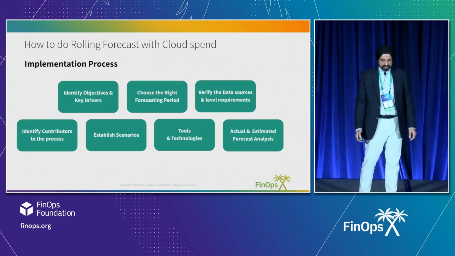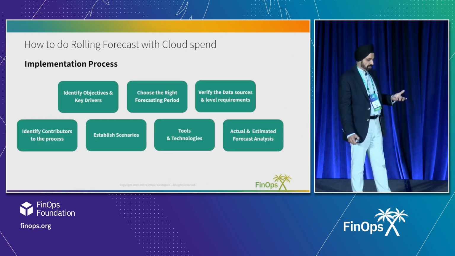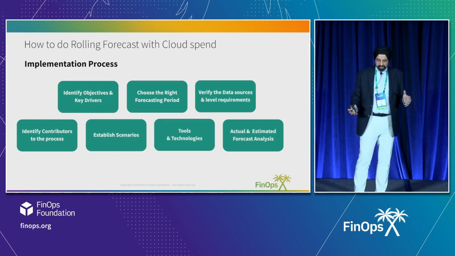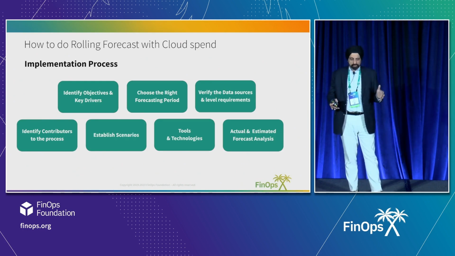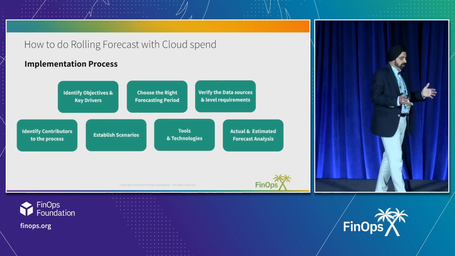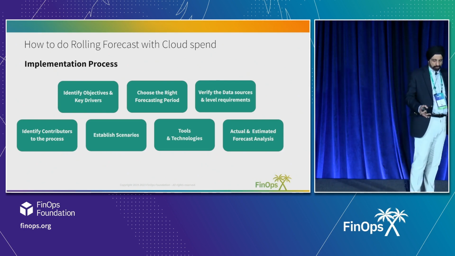So the next one is: how do you do the rolling forecast, right? There are 7 different things that you look at, from forecasting to actually enabling the forecasting itself.